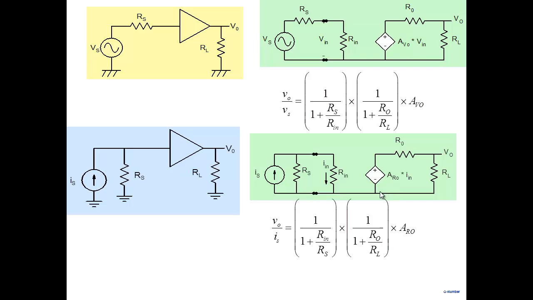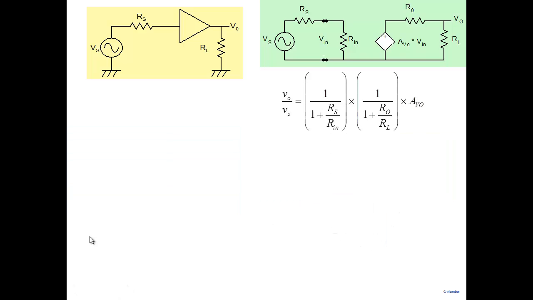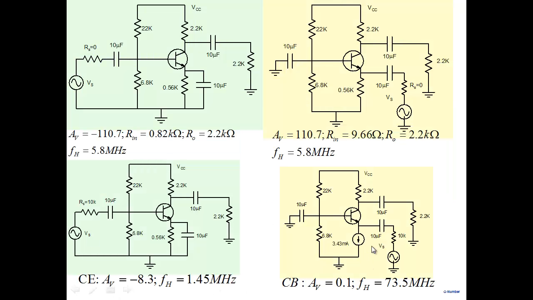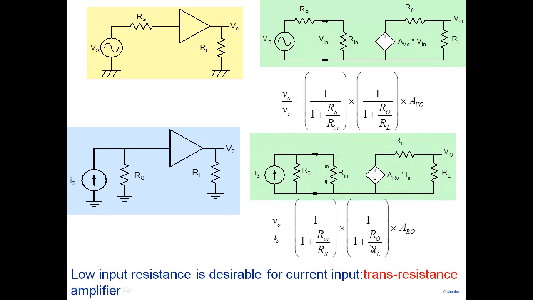So if you're trying to make a transresistance amplifier, you are looking for a very low input resistance. And what does common base offer? A very low input resistance. So maybe I'm looking for the wrong thing from a common base. I'm trying to make a voltage amplifier through a common base. It's not suitable. It has very small input resistance.